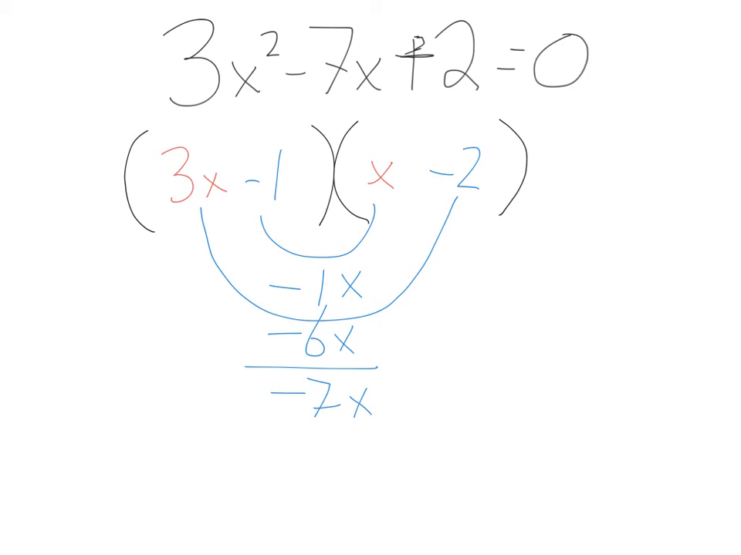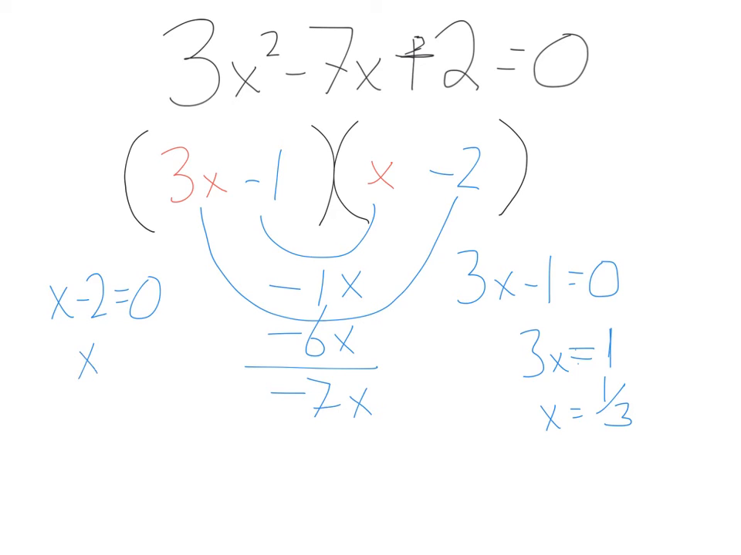Okay, now I'm going to make both of these brackets equal to 0. 3x minus 1 equal to 0. 3x is equal to, bring the minus 1 across the equal sign, it becomes a plus 1, so x is equal to 1 divided by 3, or 1/3. Similarly with x minus 2, make it equal to 0, so x is equal to, bring the minus 2 across, it becomes a plus 2. So my answers here are 2 and 1/3.